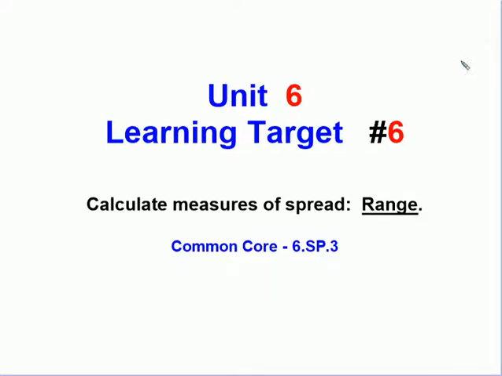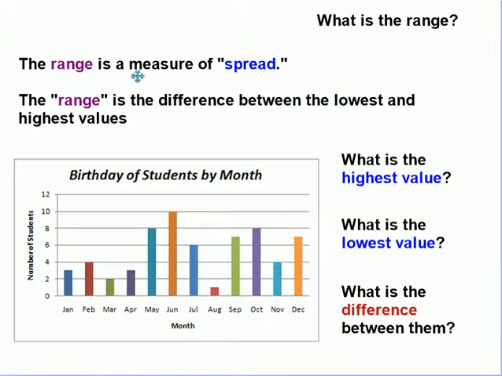Unit 6, Learning Target number 6. Calculate measures of spread, range. Up to this point, we've been talking about measures of center, which tells us basically where the center of some data is. Now we're going to talk about a measure of spread called the range.